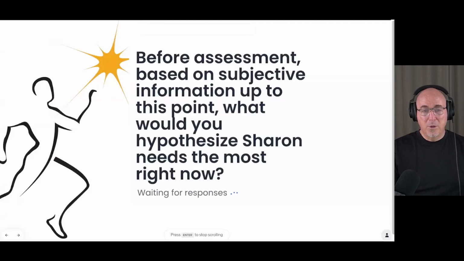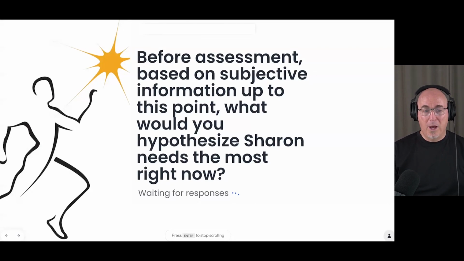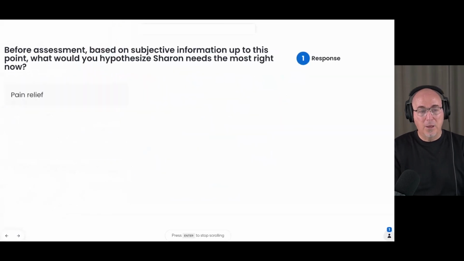Before we go on, let's go to the first question. Before assessment, based on subjective information up to this point, what would you hypothesize Sharon needs the most right now? So this is just you thinking: here she is, she's in phase 3, she's starting to unthaw, she can't sleep very well, she's not using her arm to do any kind of overhead activities. What do you think she needs the most right now? Go ahead and put in your answers, and I'm going to answer a question from Fiona James while you're doing that.